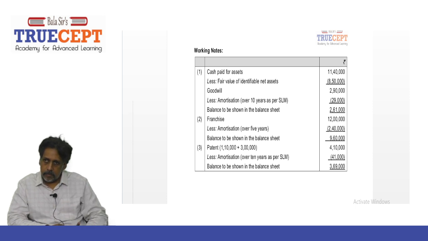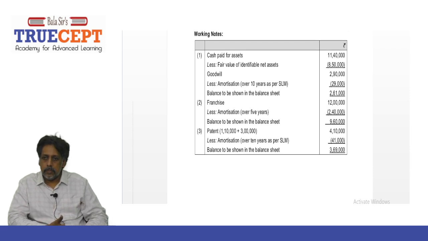Then less amortization 29,000. How? 2,90,000 by 10 years, that is 29,000 for the first year, 14-15. And the net amount is 2,61,000. Next, for franchise: 12 lakh rupees, less amortization over 5 years, 2,40,000. Then the balance is 9,60,000.